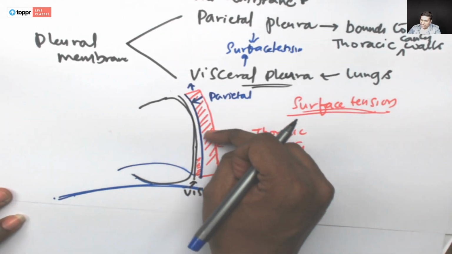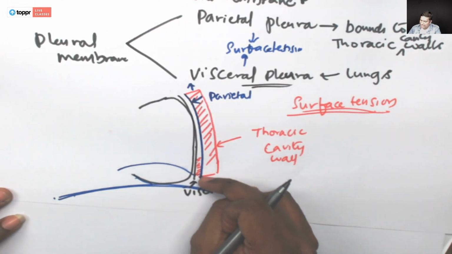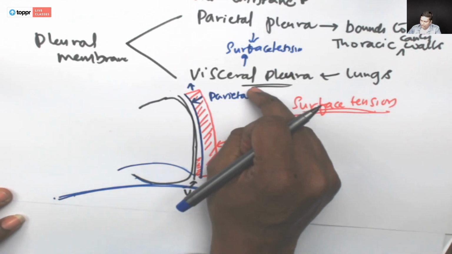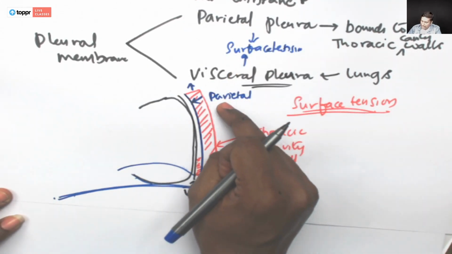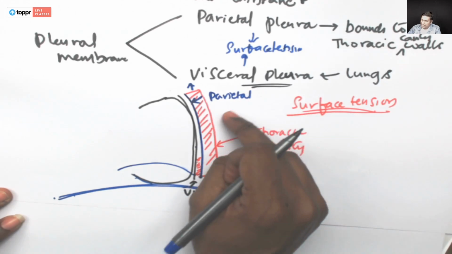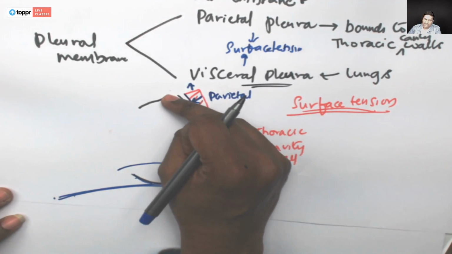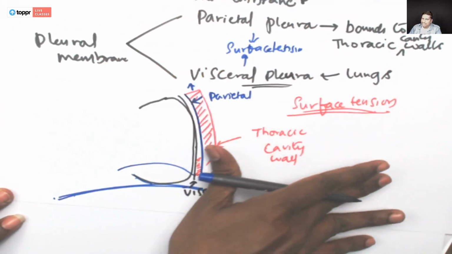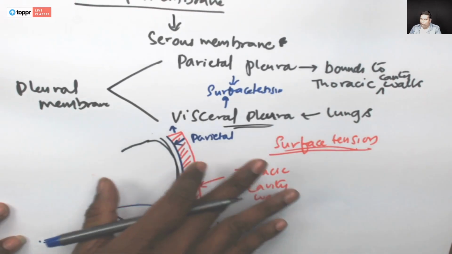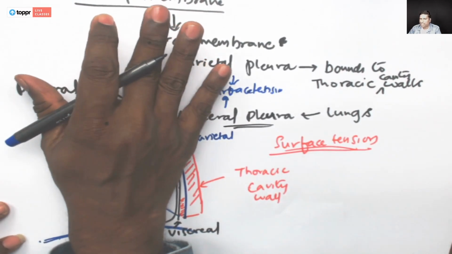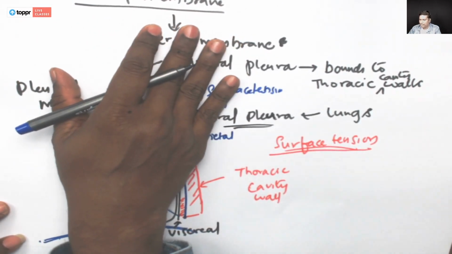So if something pushes the thoracic cavity up, that will obviously push the parietal pleura up, and since the parietal pleura is connected to the visceral pleura, it will also move up, and the lungs will also be compressed or moved up. So this is the basic setup of the lungs and the various components of your respiratory tract.